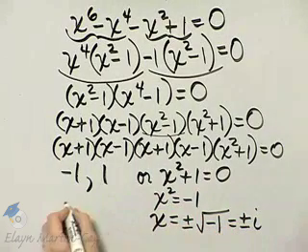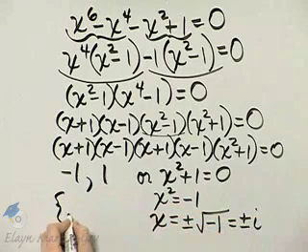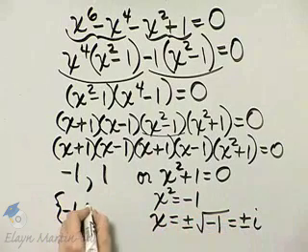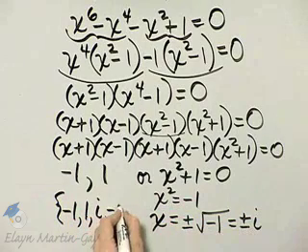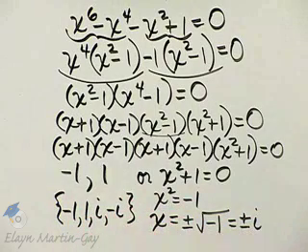So, my goodness, what are our solutions? We have -1, we have +1, we have positive i, and we have negative i. And there are our 4 solutions to our equation.